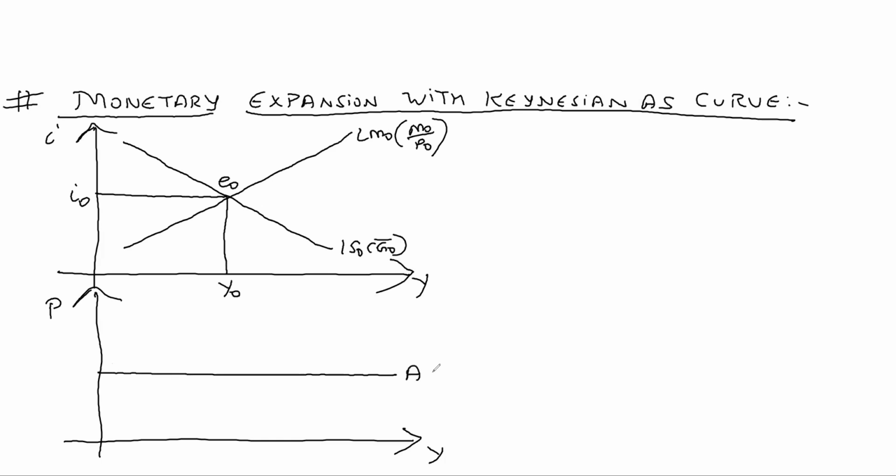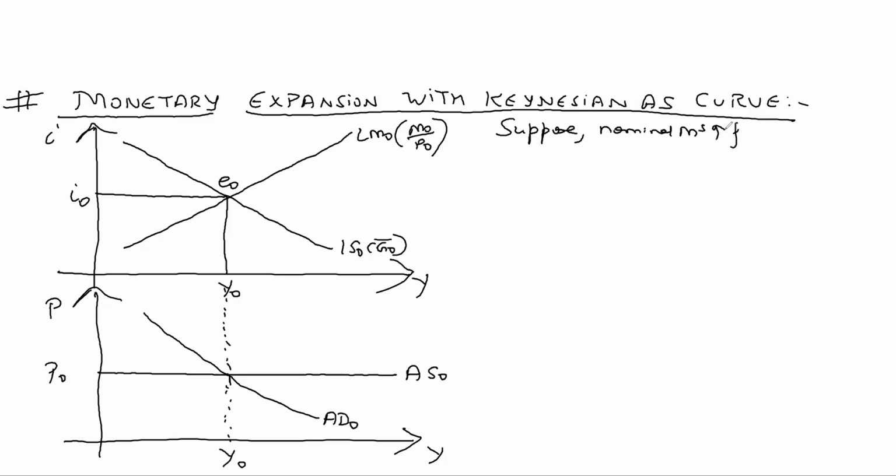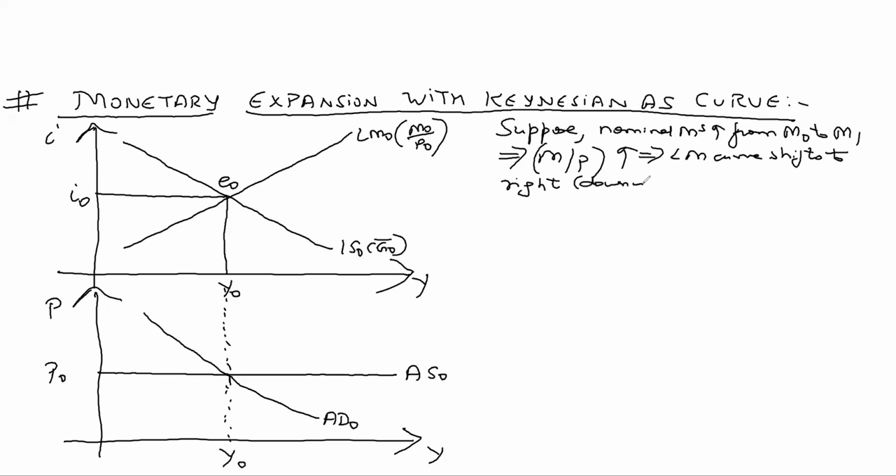Keynesian AS curve is horizontal. The aggregate demand curve is downward sloping. So suppose the nominal money supply increases from M0 to M1. This causes the real money supply to increase. LM curve shifts to the right, downwards.